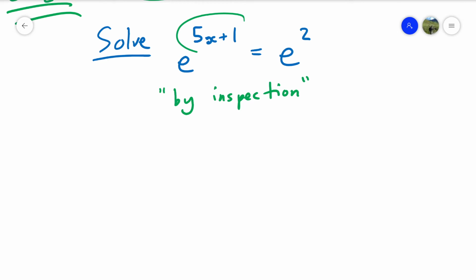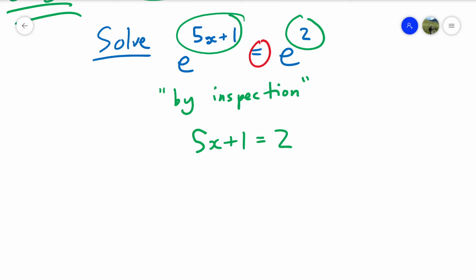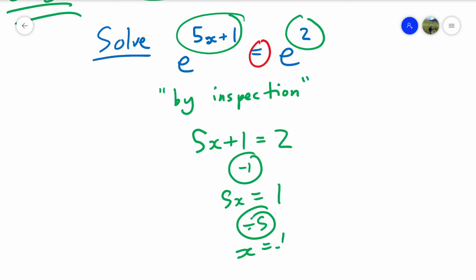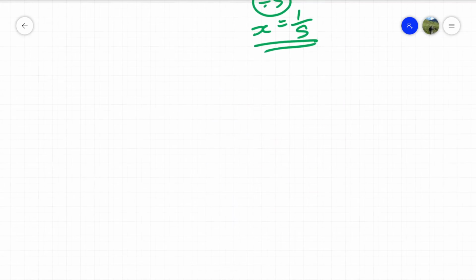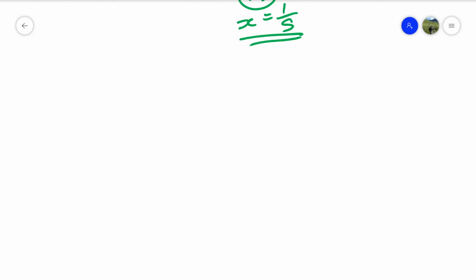I can say by inspection, these top two must be the same thing. So 5x plus 1 is obviously equal to 2, because remember that the things on each side of an equal sign have to be the same. So now I can minus 1 from both sides, 5x equals 1. Then I can divide both sides by 5, x equals 1/5. Ta-da! The next question is a plot question.